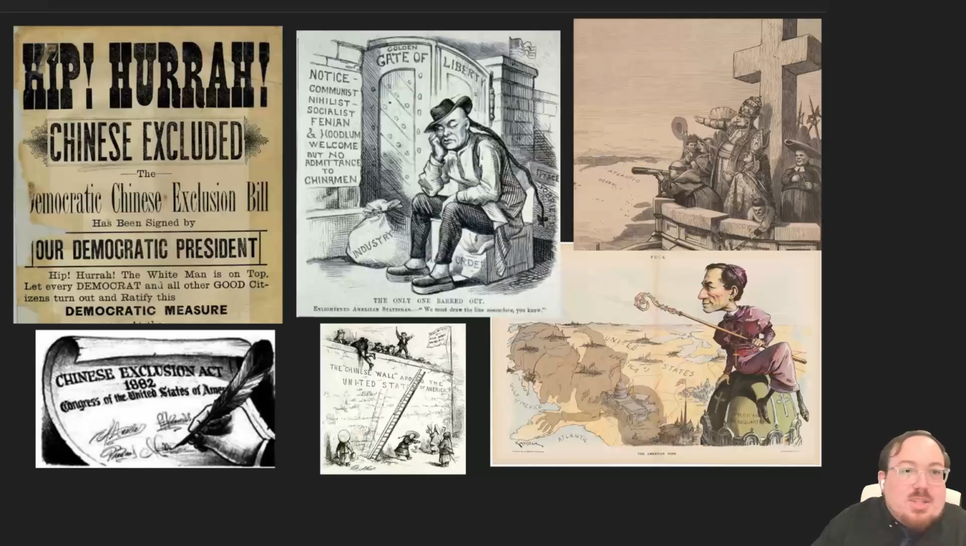Same thing here. You have the Chinese wall around the United States of America. And on the two others, you have cartoons that are basically accusing the Catholics of wanting to take over America. You have the Pope, who is looking across the Atlantic Ocean at the United States, and the bishop at the American Catholic headquarters, the American Pope, wanting to take over America. So that's the end of Module 2.